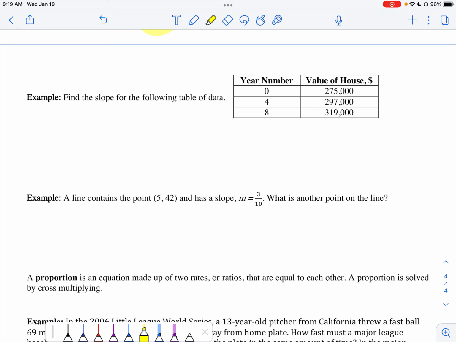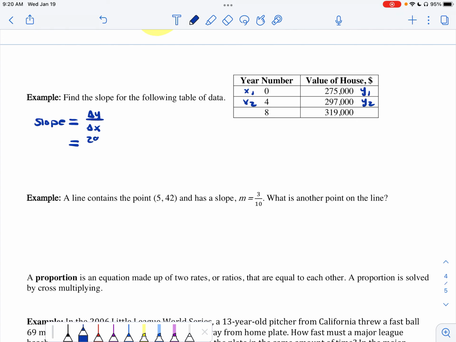Okay, now we have 3 points here, but in order to find the slope of a line, you just need 2 points. So I'm just going to pick out 2 points in this table. Doesn't really matter which ones I pick. I'll just go with the first and the second. So I'll say 0 is my x1, 275,000 is my y1, 4 is my x2, and 297,000 is my y2. Okay. So if we want to find the slope of our line, slope is just change in y over change in x.